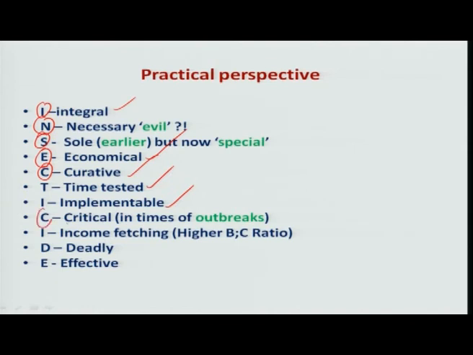C refers to critical, that means at times of outbreak of insects on a particular crop, there is no other technique to overcome this problem. So, insecticides come to our rescue, or to the farmer's rescue. And then I is, which is most important again from the farmer's point of view, income fetching, that it should be a higher CB ratio. And then D, of course, it should be deadly to the target species, safe to the natural enemies, and lastly it should be very effective. So, considering each word with its own meaning, insecticides become a major component in the IPM. Thank you.